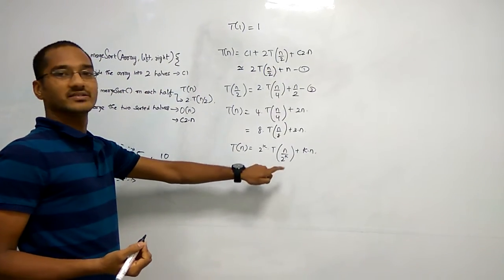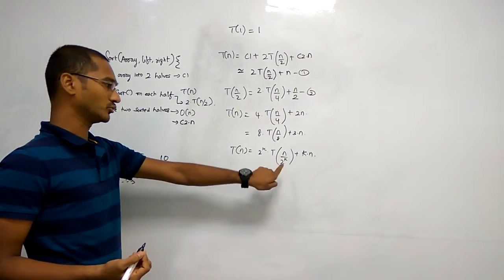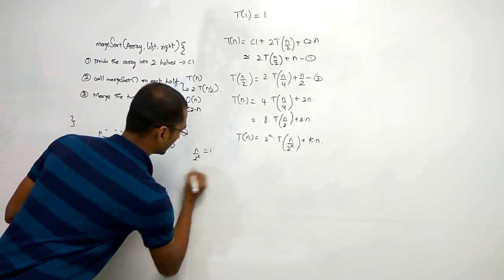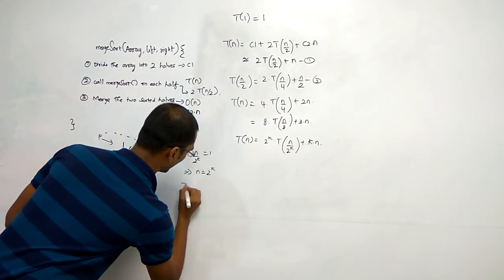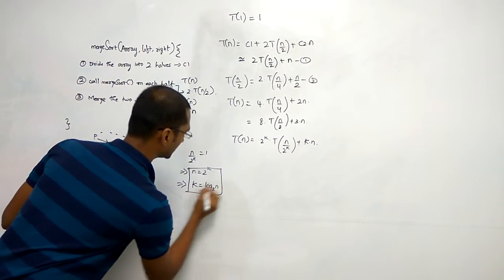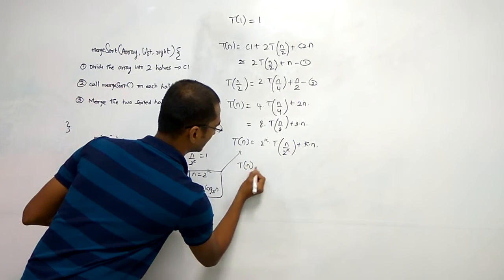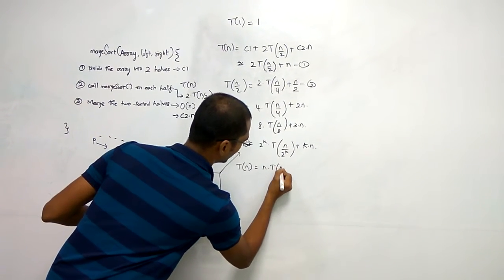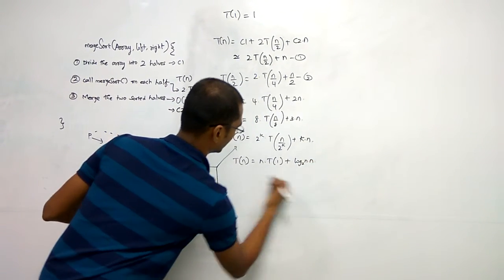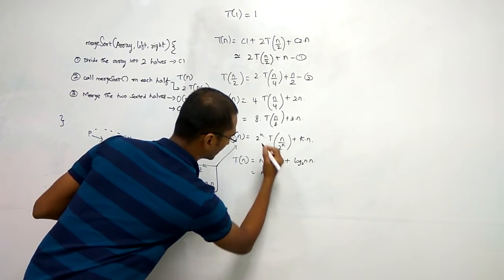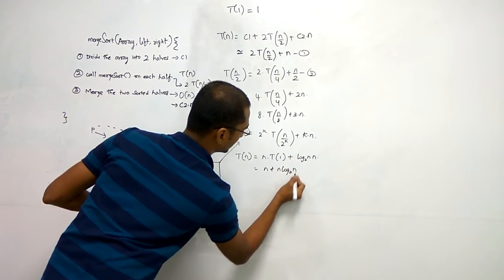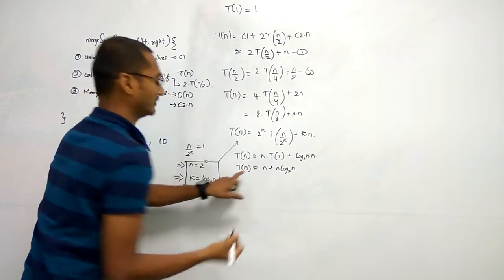Here we can keep on recursively expanding T of n by 2 power k until n by 2 power k becomes equal to 1, or in other words, n is equal to 2 power k, or k is equal to log to the base 2 of n. Substituting these two into this equation, you have T of n is equal to n into T of 1 plus log to the base 2 of n into n. T of 1 is equal to 1, we know that from our recursive base condition, so n plus n into log to the base 2 of n. So this is going to be the final value of the time taken to merge sort n elements.